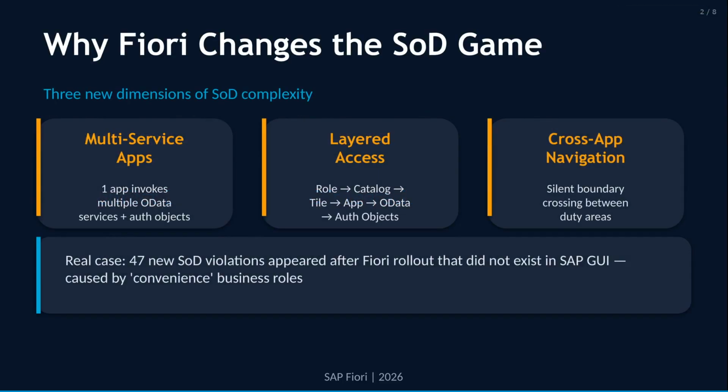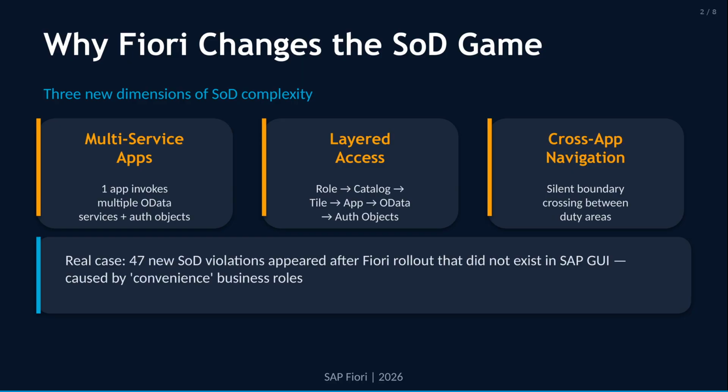In the SAP GUI world, SOD analysis was straightforward. Map transaction codes to authorization objects, define conflict rules, and run risk analysis. First, a single Fiori app may call multiple OData services, each requiring different authorization objects. The app Manage Purchase Orders does not just need one authorization. It needs access to purchasing, accounting, and vendor master objects, depending on which features the user accesses within the app.